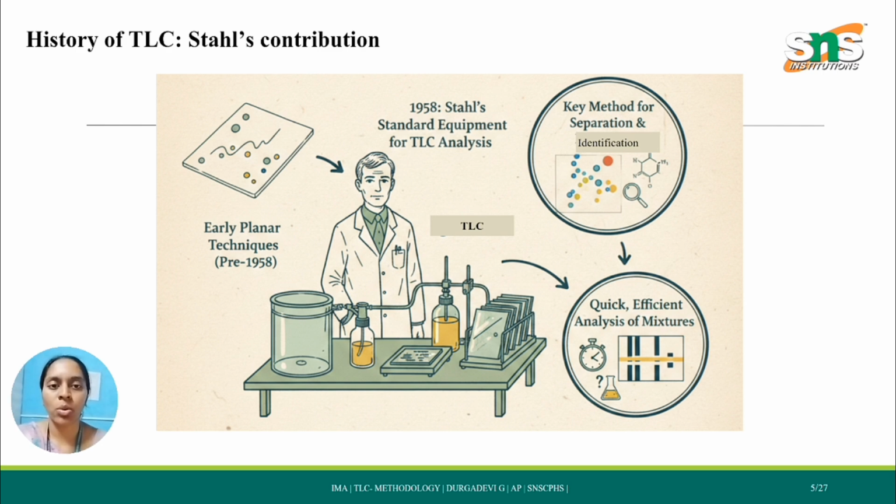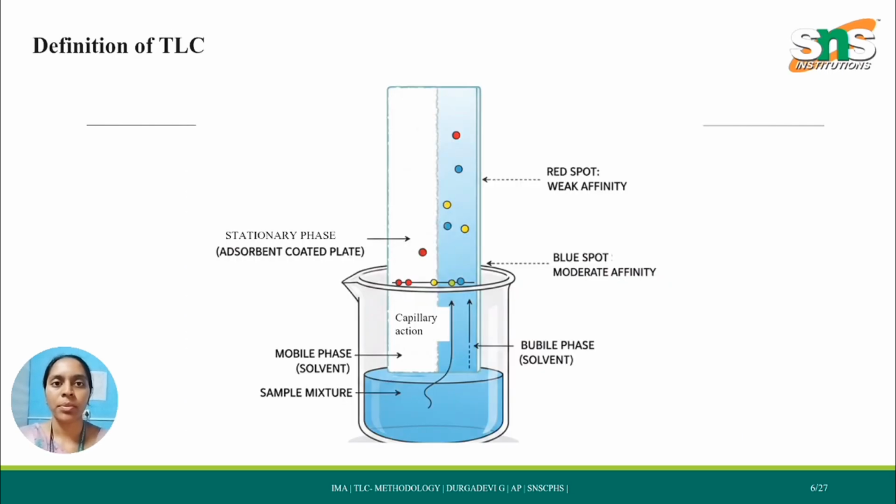We can also learn about Stahl's triangle. He introduced a triangle which consists of the sample mixture, the solvent we are going to use, and the stationary phase. With the help of the triangle we can easily choose the stationary phase and mobile phase we can use to separate our sample. So his method is a key tool for thin layer chromatography.